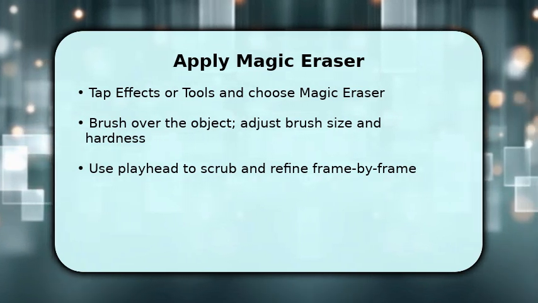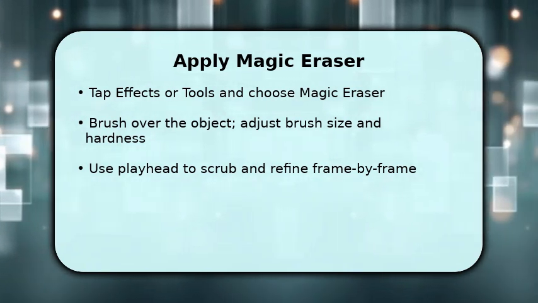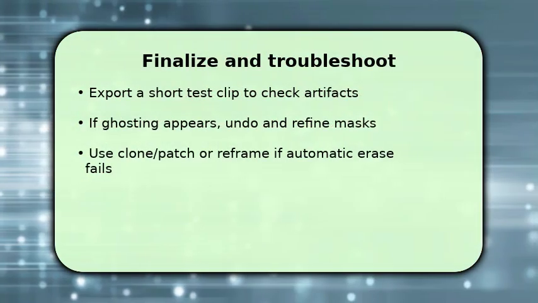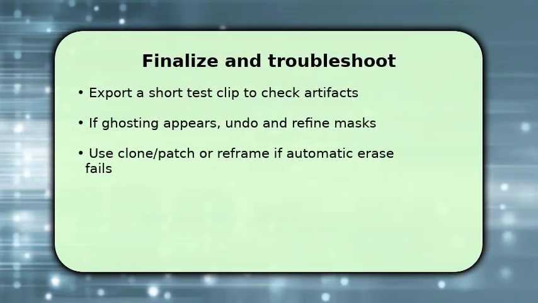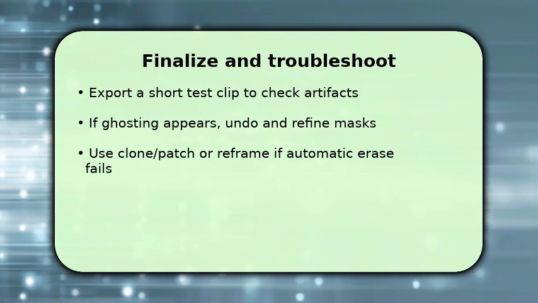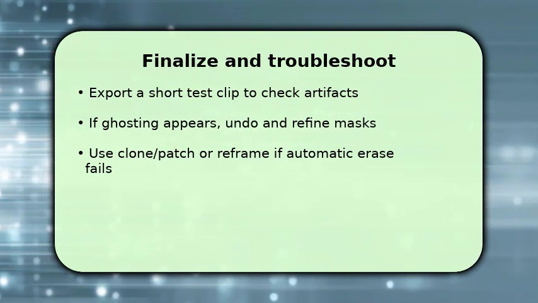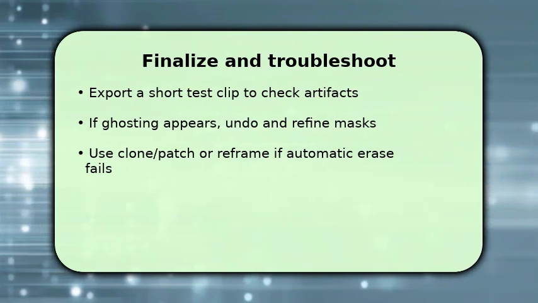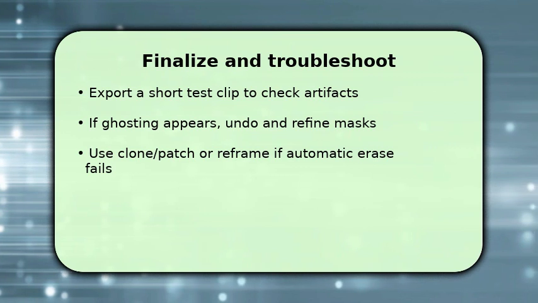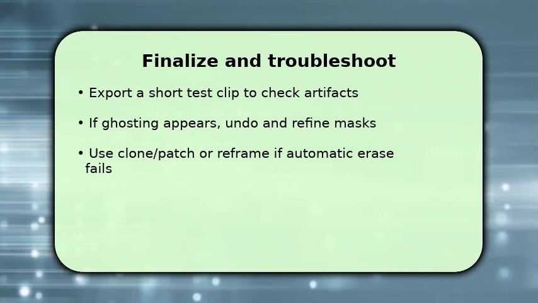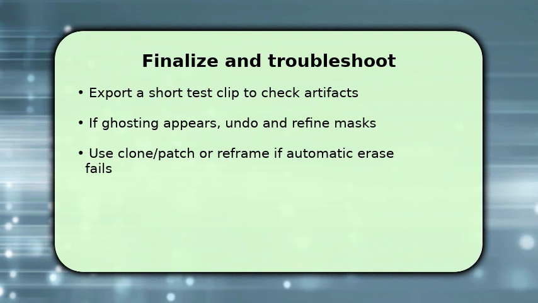Finish by rendering a short test export to inspect for ghosting and edge mismatches. You want to catch issues before full export. If you see artifacts, undo the last pass, refine the mask, or reduce the erased area and blend with clone/patch tools. Make sure to check motion blur and reframe if object removal altered composition.